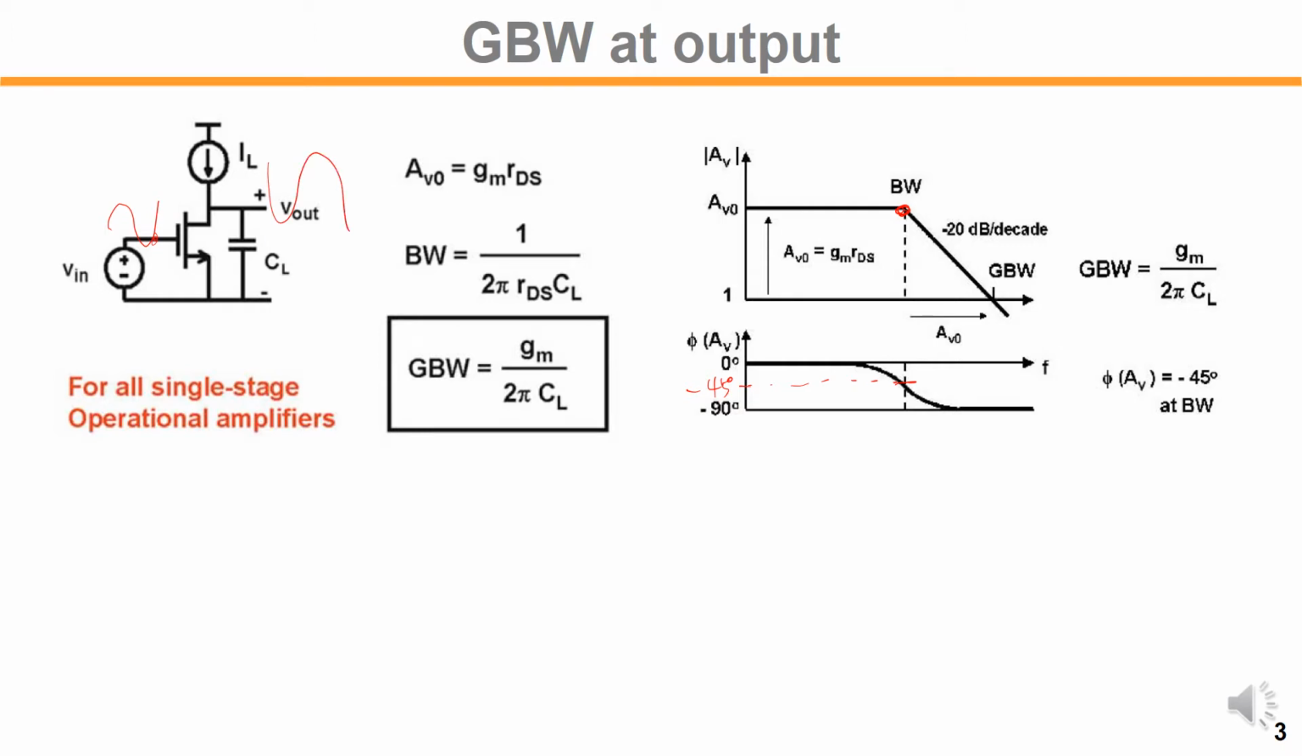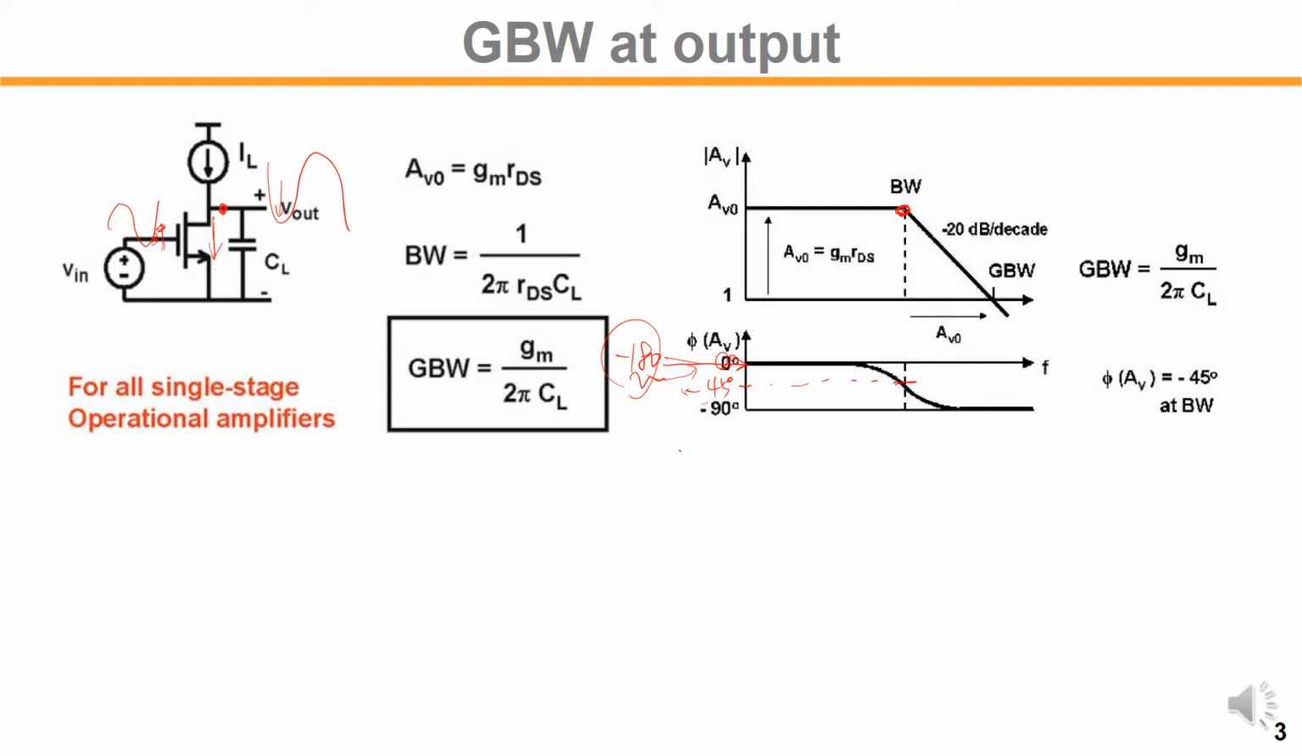So if this is the common source, the phase of the input and output is inverted. As you can imagine, if you increase the input voltage, the current between drain and source will increase. That will bring the output voltage down. So initially, without CL, the phase would be 180 degrees. The phase inversion is there. The additional phase shift is 45. So you have to consider that this 0 degree is actually the minus 180.